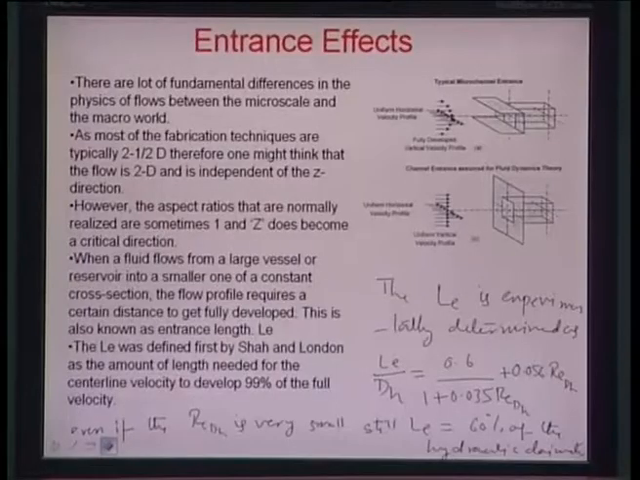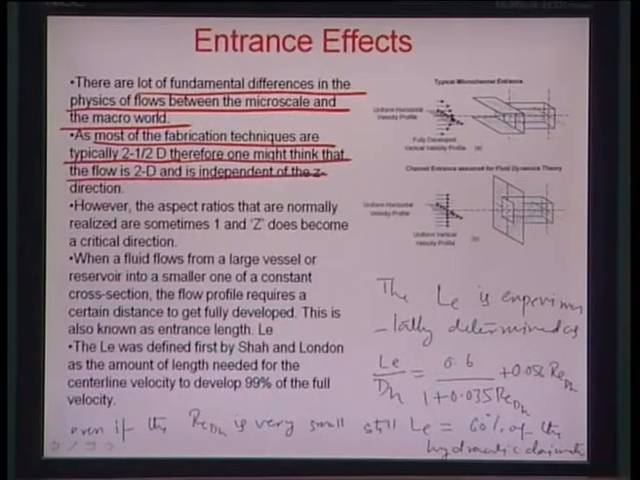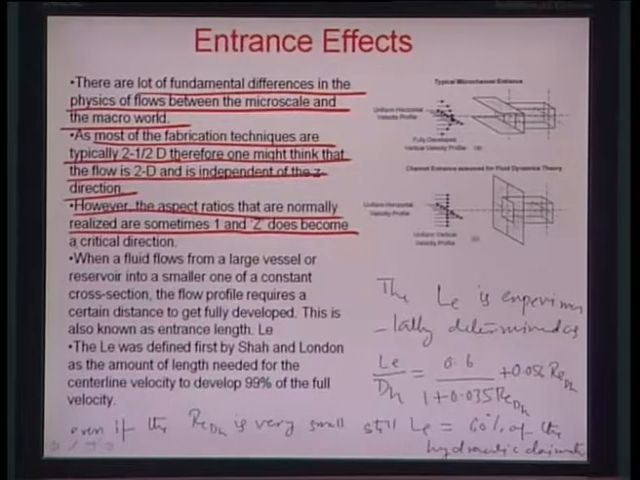So let us explain this by saying that there are a lot of fundamental differences in the physics of flows between micro and macro scales. Most of the fabrication techniques, as you know, are typically 2.5D, and therefore one might think that the flow in 2D is independent of the z direction. However, the aspect ratios that are normally realized are sometimes 1, and z becomes a critical direction for these kinds of flows.